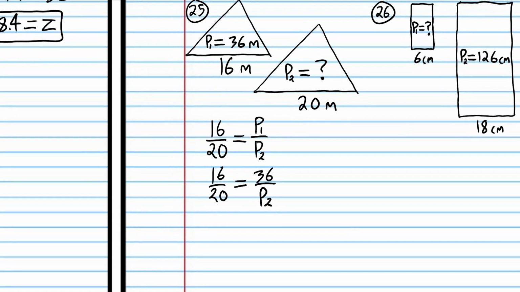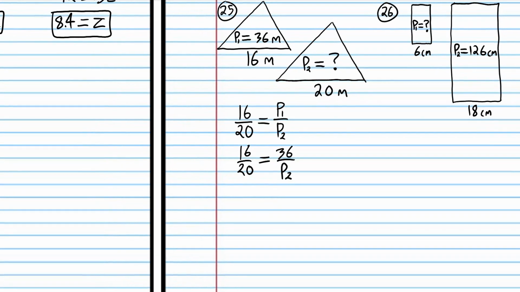So obviously we want to reduce 16 over 20, so divided by 4, we get 4 over 5 is equal to 36 over P2. Cross multiply, and that will be 180. You can get your calculator out if you want to. And 180 divided by 4 is 45.